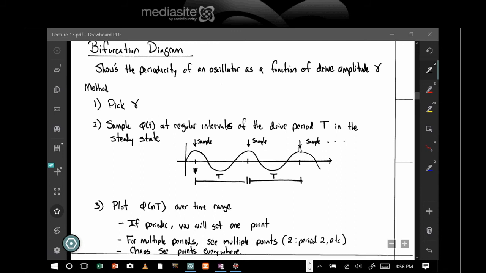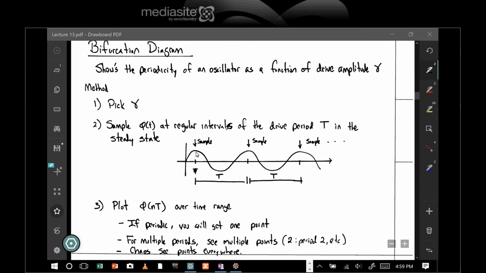Okay. Then what I do is I plot for a gamma. I pick a gamma on the x-axis, and then on the y-axis I plot all these values of phi I get from doing that. If it's periodic, all those points will be at the same point. Notice in this case I have a periodic wave. If I sample here, I get that value. Sample here, I get that value. Sample there, I get that value. I would get the same value each time. It would be 1 point. Okay. If it's periodic, you get 1 point.